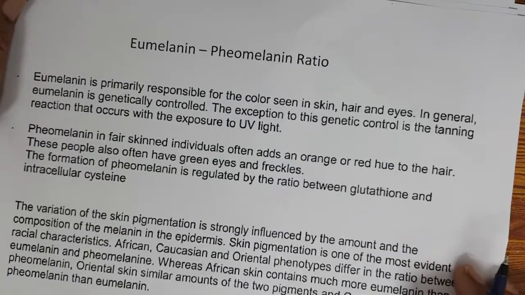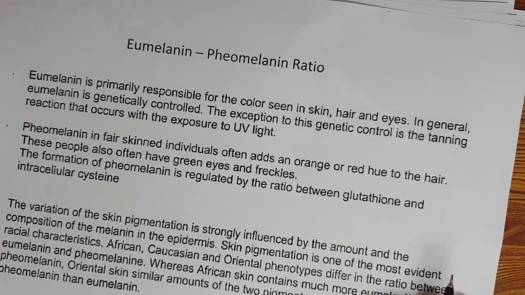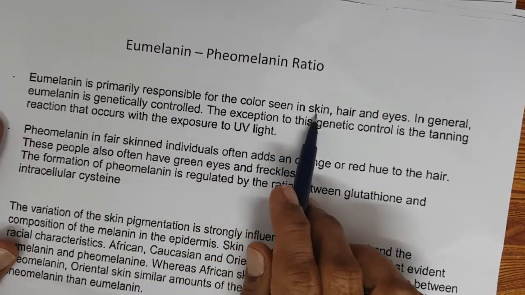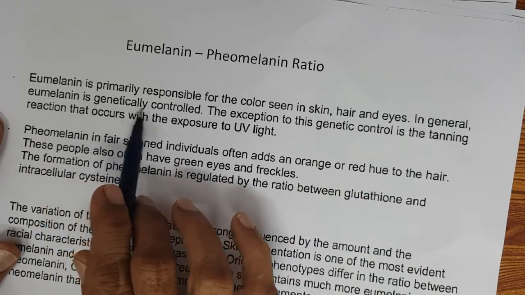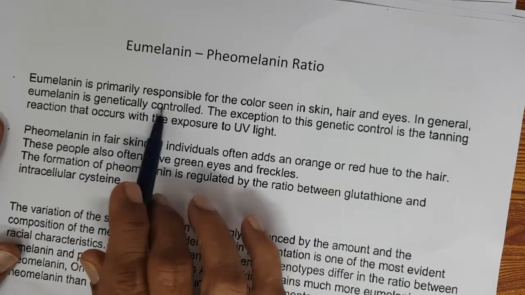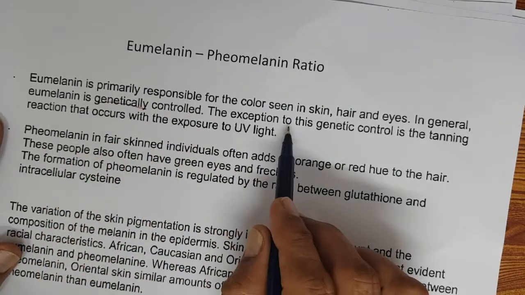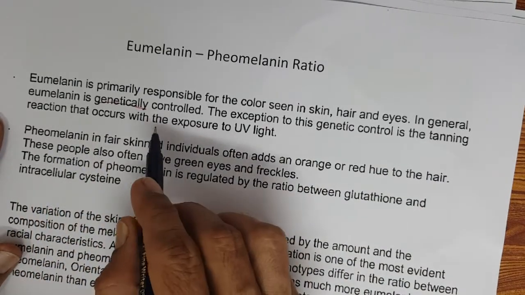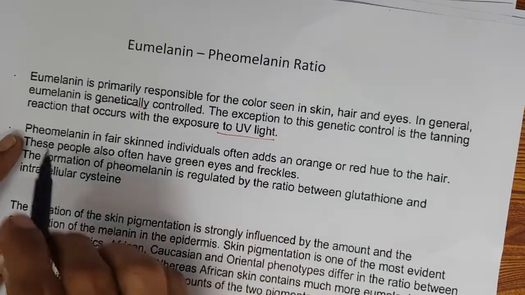So, eumelanin and pheomelanin ratio, you can go through this. Eumelanin is primarily responsible for the color of the skin, hair and eyes. In general, eumelanin is genetically controlled. The exception to this genetic control is the tanning reaction that occurs with exposure to UV light.